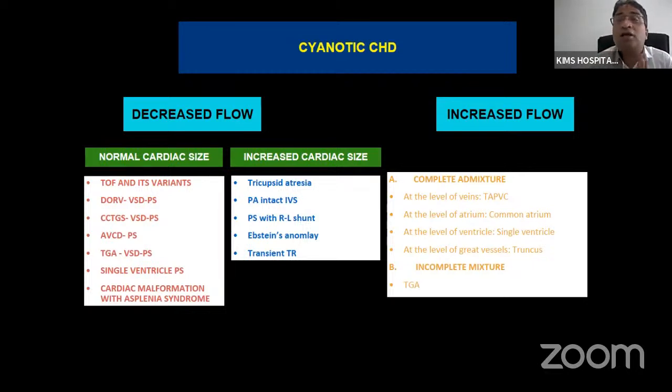And then you have to see the cardiac size on the X-ray. When you see increased cardiac size, there are only 3 or 4 diagnoses: tricuspid atresia, pulmonary atresia without VSD, severe PS causing severe TR, Ebstein's anomaly, and the transient TR of the newborn. In normal cardiac size, TOF, DORV, all PS physiology, like TOF physiology, come with a normal cardiac size, because increased cardiac size is abnormal for TOF physiology. This is not decreased flow. For increased flow, when you see complete admixture, like TAPVC, it will show; and then incomplete, there is TGA. These are the 4 or 5 examples of increased flow.